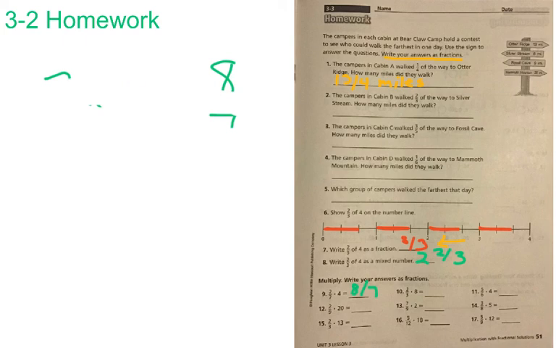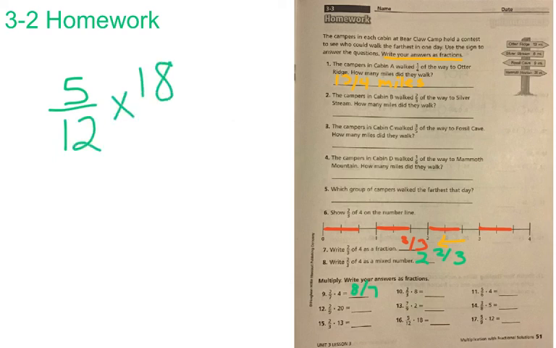Let's go ahead and do a larger one. Let's look at number 16. Okay, number 16 is 5/12 times 18, and I'm going to write that 18 over 1 because I know I write a whole number over 1 to write it as a fraction. So we have 5/12 times 18. And 5 times 18 is equal to 90. And 12 times 1 is equal to 12. So we have 90 over 12.